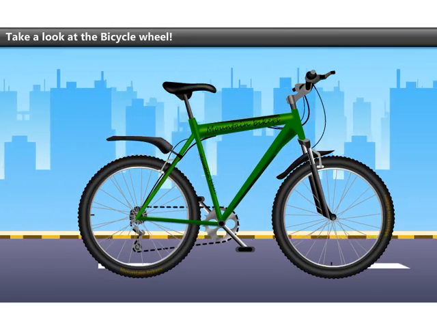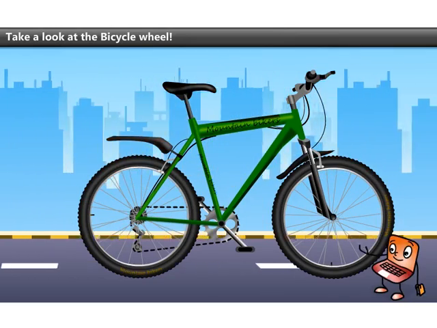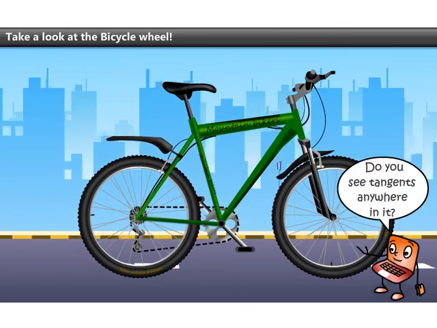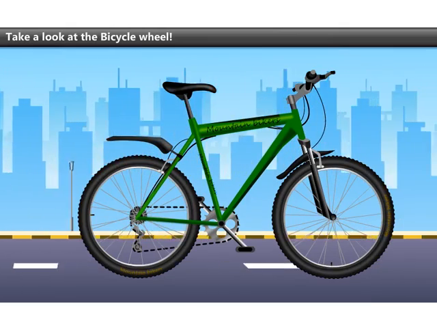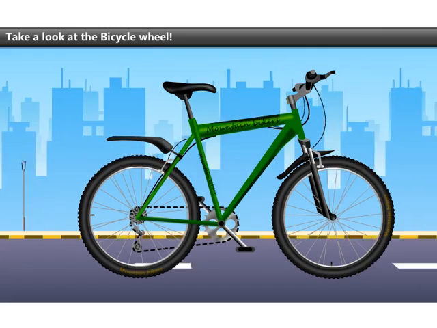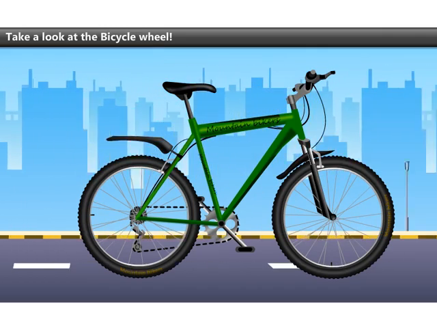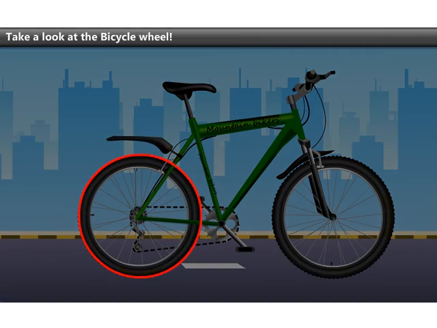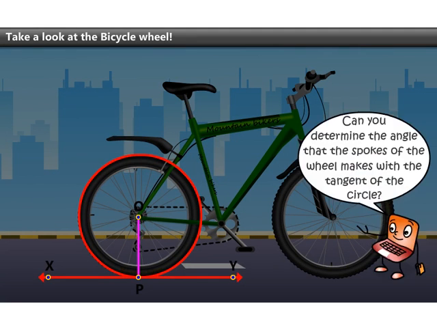You have seen the wheels of a moving bicycle. Do you see tangents anywhere in it? Take a look at the bicycle wheel and observe its position with respect to the ground. The wheel moves along the line which is tangent to a circle. The spokes of the wheel are along its radii. Can you determine the angle that the spokes of the wheel make with the tangent of the circle?